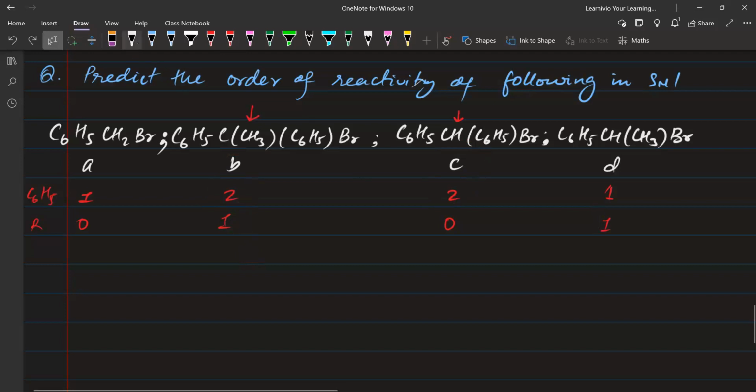Now, in B and C, since C6H5 is the same, we look at the alkyl group. According to the alkyl group, between B and C, which will be faster? B will be faster. So first B, and then C. Now between A and D, which will be faster? D, and then A. Copy this down.